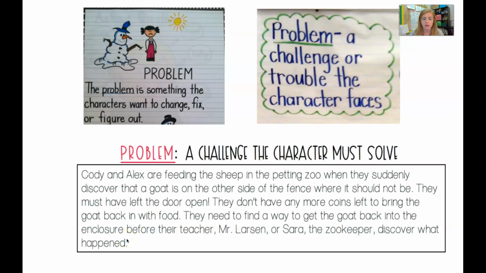So remember, my story is about a little boy named Cody. He's 8. They're on a field trip at the zoo, and so he and his best friend Alex have gone inside this little petting zoo, and they're in the goat pen and they're feeding the goat, and they realized when they went inside the gate that another goat snuck out and is on the wrong side of the fence. So this is their problem that they're going to solve in my fictional narrative story.